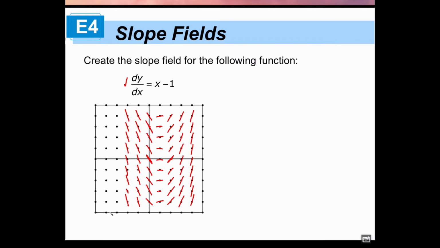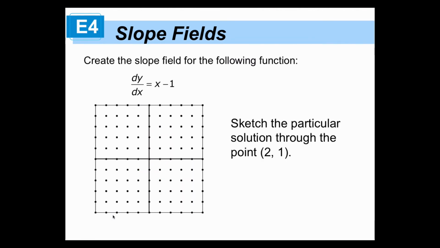It becomes a parabola or a quadratic. Okay. So the slope field represents all the possible functions or slopes that could be generated from that derivative. But then the next step is, what happens if we want to look at a particular solution?